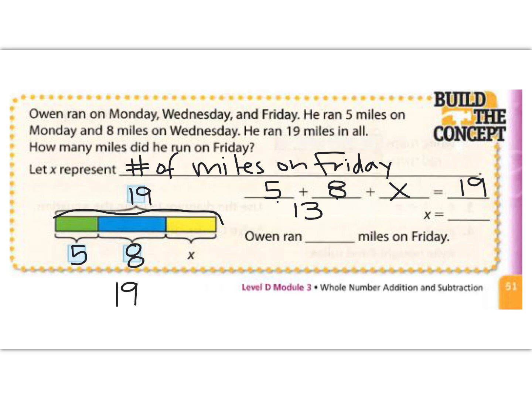We can do 19, take the total, minus 13. 9 minus 3 is 6. 1 minus 1 is 0, so X equals 6. So Owen ran 6 miles on Friday, because if we did 5 plus 8 plus 6, we would get 19 for the total.